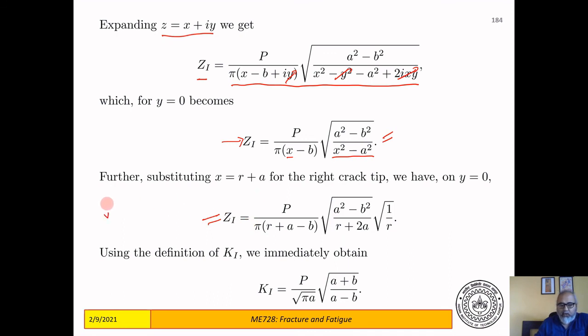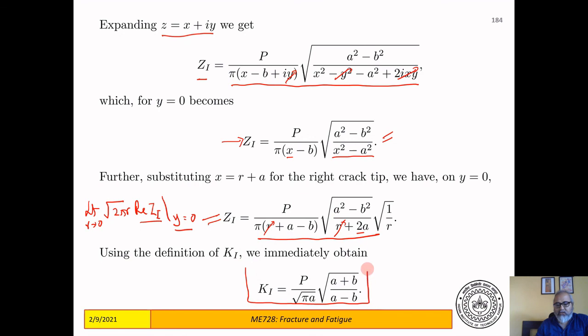Now we have to take root 2 pi r times real Z1 at y equal to 0. So real Z1 at y equal to 0 is this. This root r cancels with this root r, and then this root 2 cancels with the root 2 here as you take limit r tends to 0. As you take limit r tends to 0, this goes to 0, this goes to 0. You have a root 2 here. This root r cancels out with this root r, and this is the mode 1 stress intensity factor that you get.